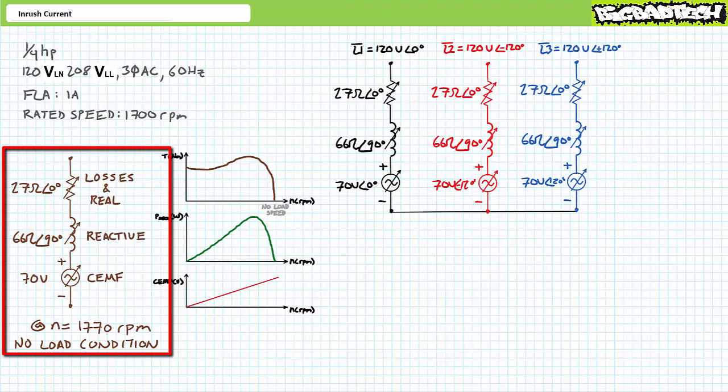Let's say the winding at the no-load speed can be modeled as a variable resistive component of 27 ohms, a reactive component of 66 ohms, and at 1,770 RPM, the winding produces 70 volts of counter-electromotive force in opposition to applied voltage.